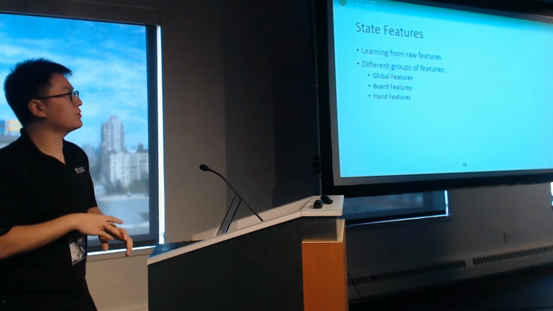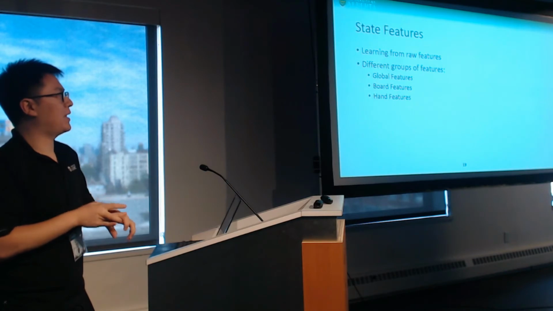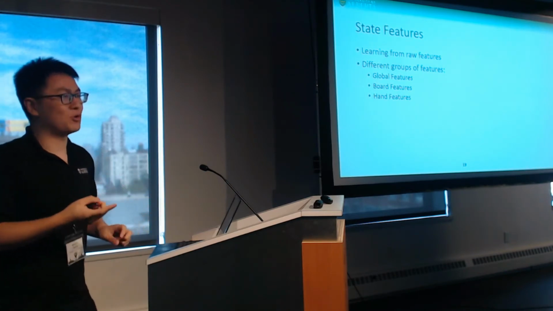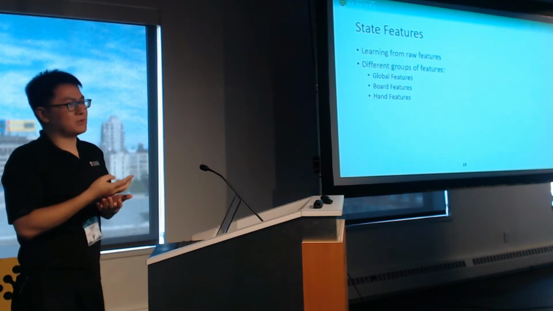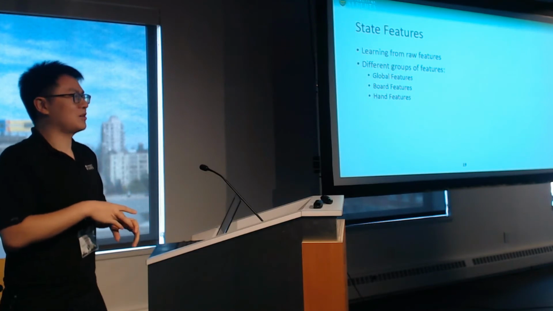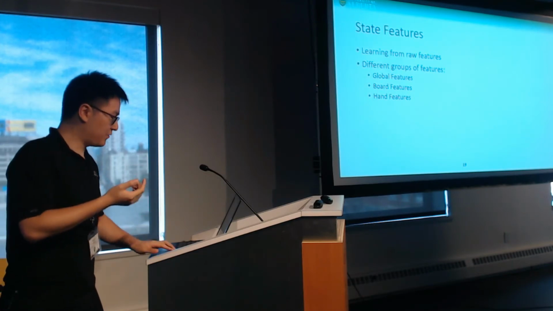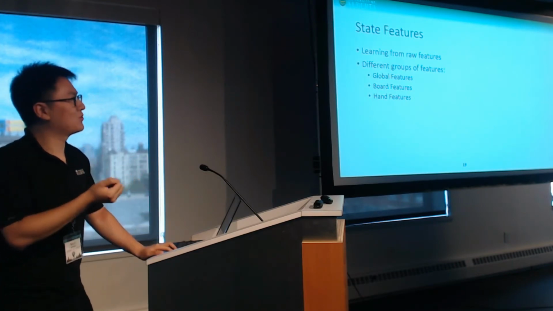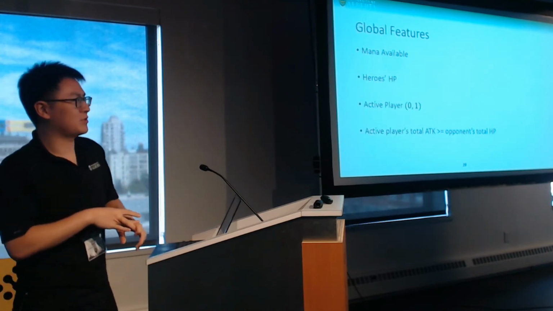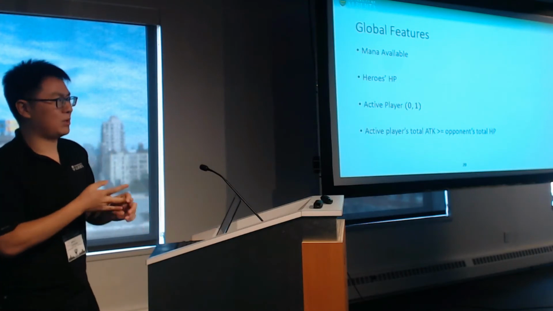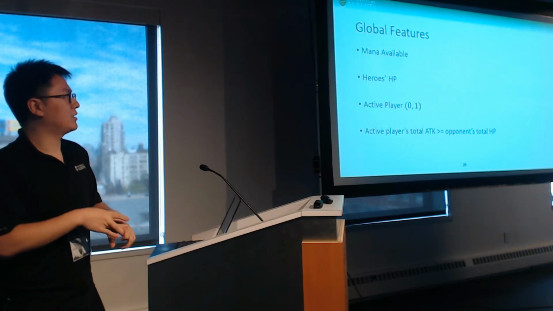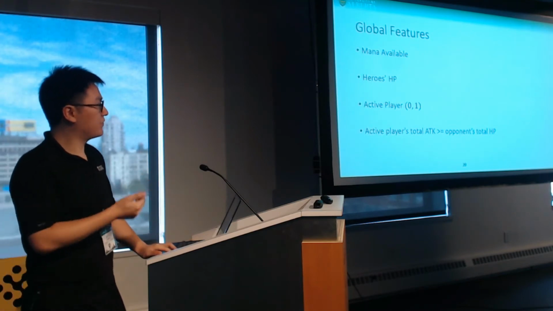And the state features. The idea of applying learning to the state features is that we want to learn from the raw features. In Hearthstone, as I mentioned, the game can be decomposed into different parts. So there are 3 feature groups. The first one is global, the second one is board features, the third one is hand features. The global feature is quite simple. It is represented as a one-hot encoded vector with these 4 features.